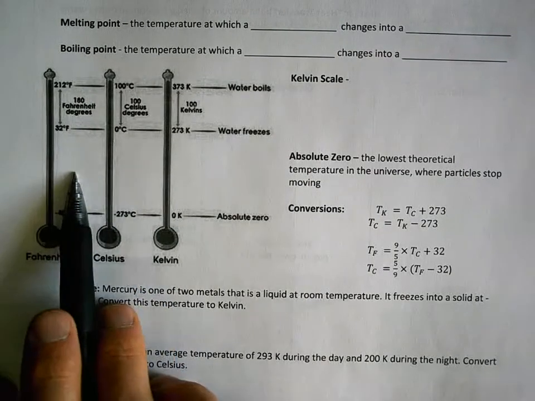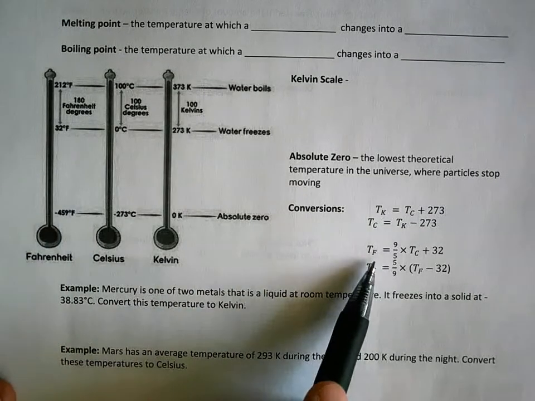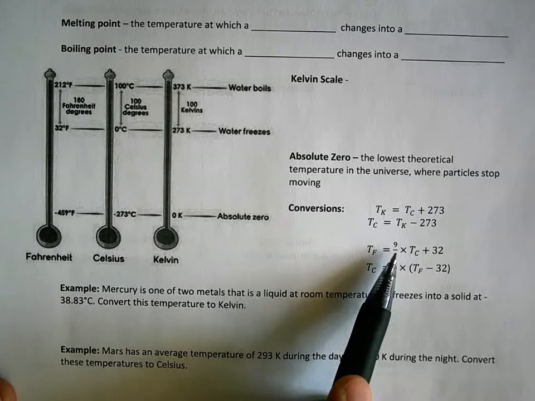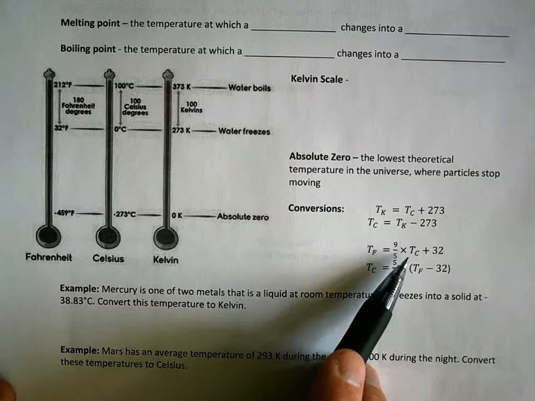You don't need to know how to convert between these two for the course. I would never ask you to do that on a test, but the conversion is here. To convert from Celsius to Fahrenheit, you basically multiply by 1.5 and add 32. This is kind of the quick shortcut if you need to figure it out.